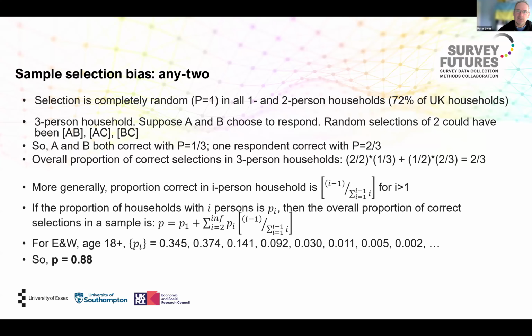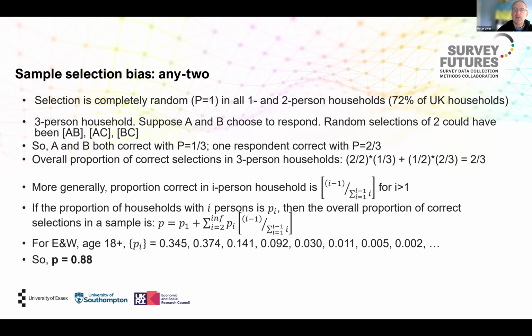And you can do the same calculation for households of other sizes. The expression for that is here on the slide. And if you work through all those numbers, what you see is that in the end, across the whole sample, given the distribution of household sizes in the UK, about 88% of the respondents will be the ones who would have been selected in a random sample. So you've got 88% of your sample is a random sample.